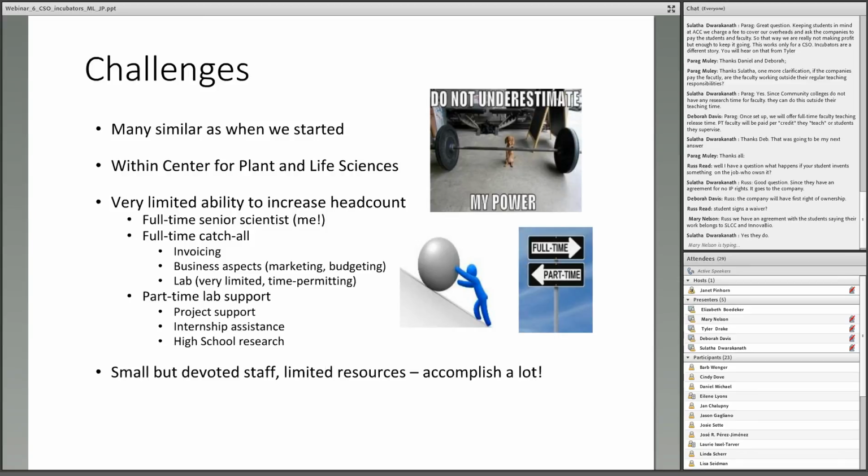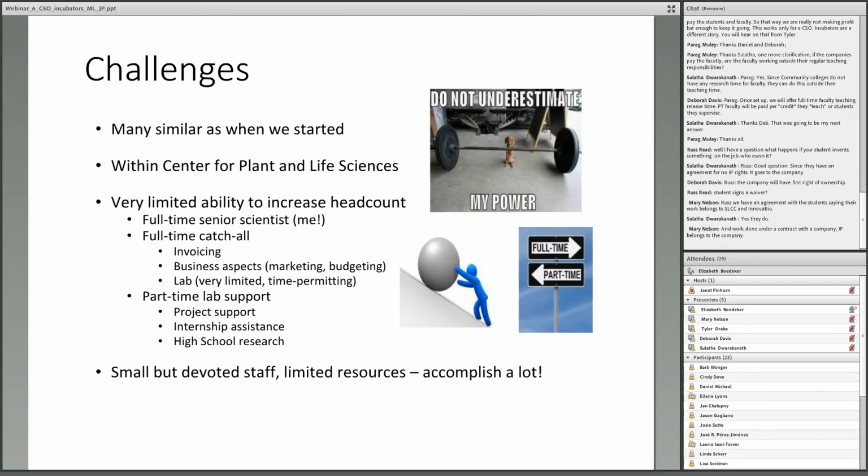And so challenges, I think many challenges still exist that are very similar to when I started here in 2009. We are within the Center for Plant and Life Sciences, and we are a very small team here in the center. We have very limited ability to have any kind of discussion regarding increasing headcount, and so all the stuff that we're doing with the CRO, it is me as the full-time senior scientist. I have another full-time individual that works with me who handles a lot of the business aspects, some of the invoicing, the budgeting, and, when she has time, goes in the lab and helps with things.